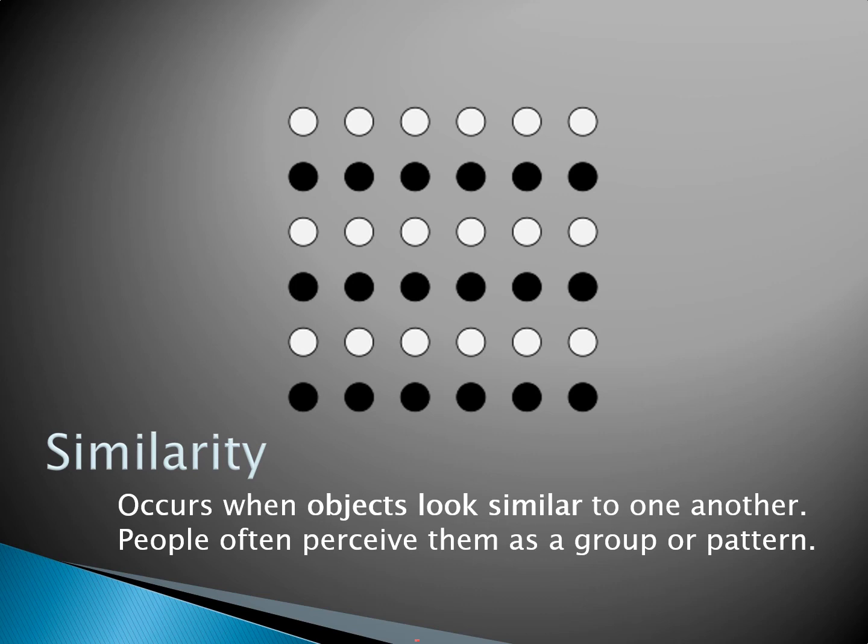So once again, we have 36 dots here, but yet we're going to group the white ones together and the black ones together because of similarity. So we tend to group like things together.